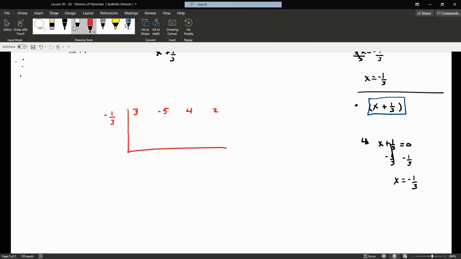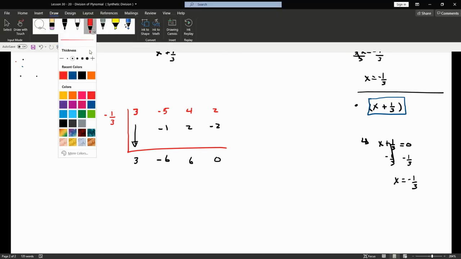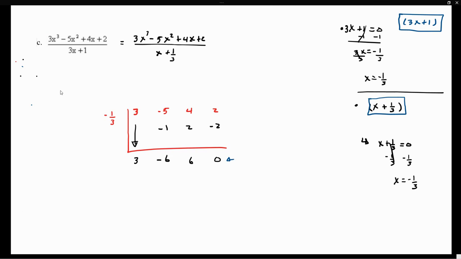And now that we have it in this form, always bring down the first term, which in this case is 3, and let's multiply. 3 times negative 1/3, well, that's negative 1. And if we combine, that's negative 6. Negative 6 times negative 1/3, that's positive 2. Let's combine, well, that's 6. 6 times negative 1/3, so that's minus 2. Combine, that's 0. So now we can conclude that we have a remainder of 0, which is good.